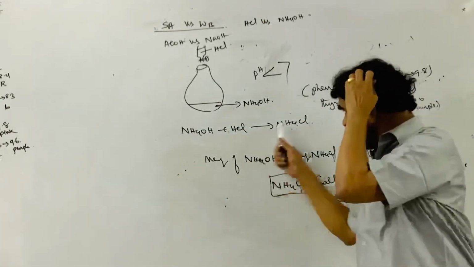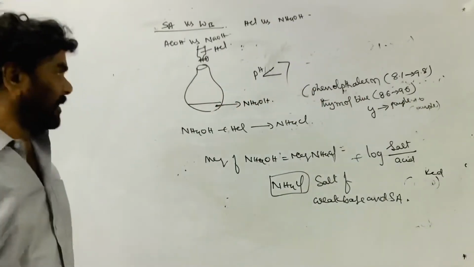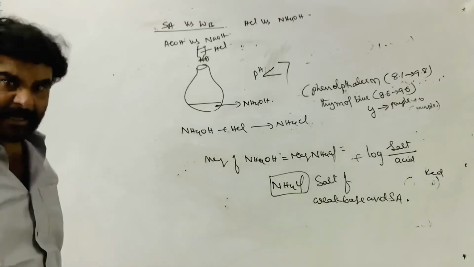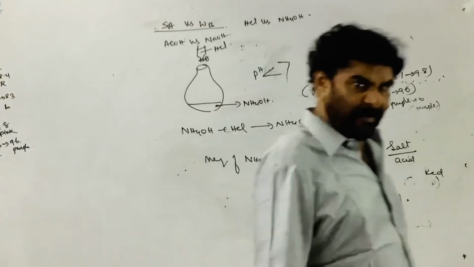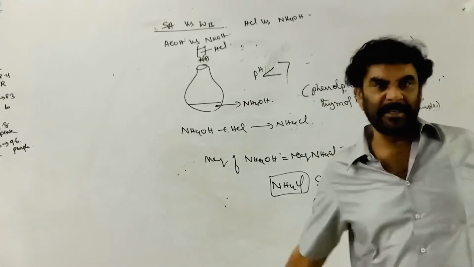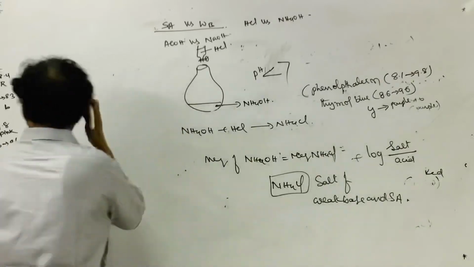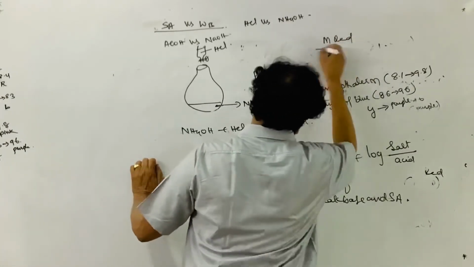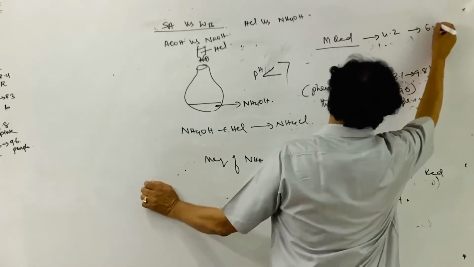Because of ammonium chloride formation, the solution is acidic. So therefore, you have to use an indicator whose pKa value or color changing pH is in the acid range. You can use methyl red. Methyl red is the best one here. Its range is 4.2 to 6.3.